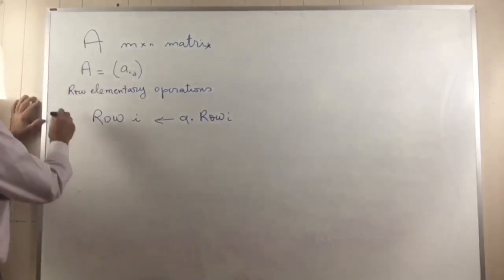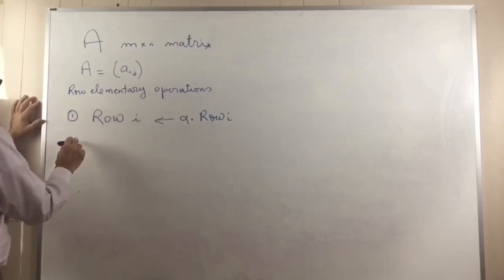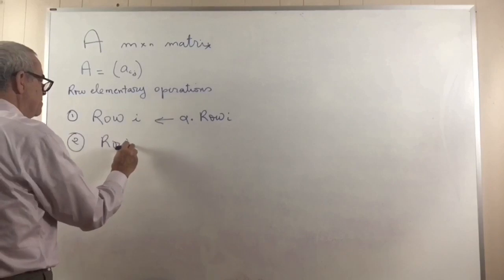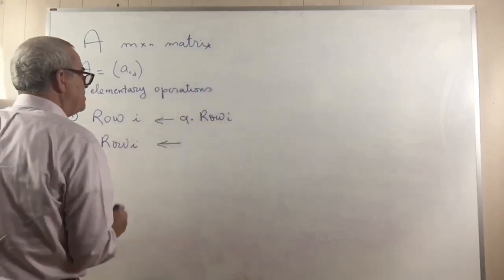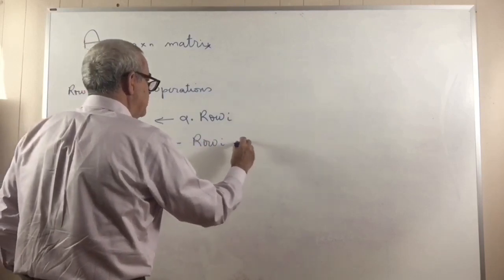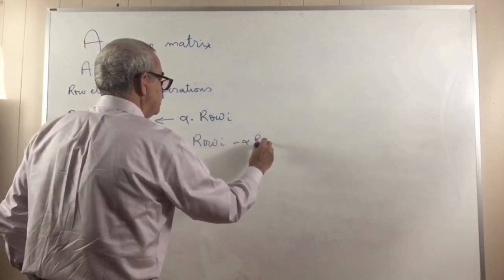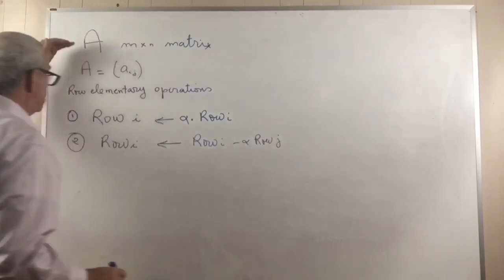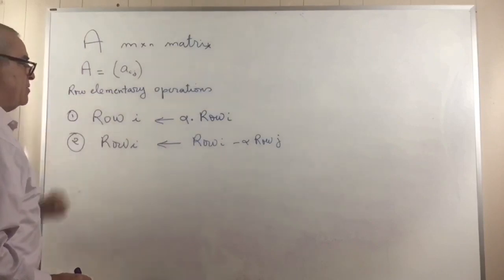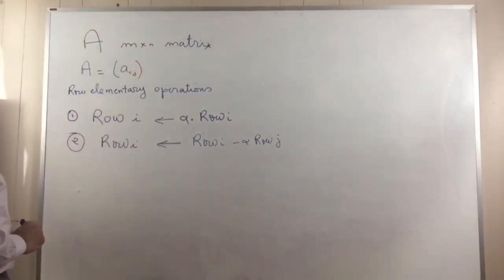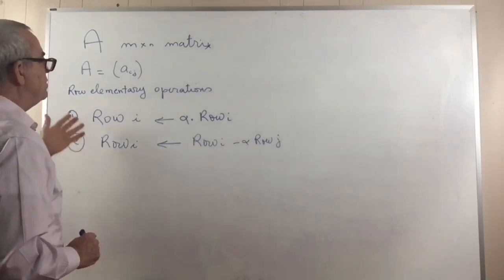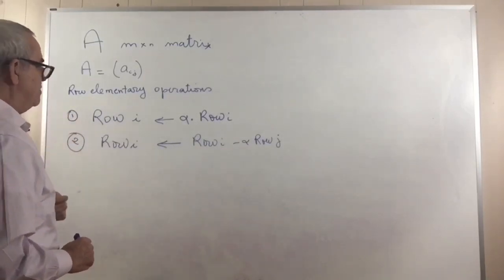That's one elementary operation. The other one is we take a row i and replace it by row i minus alpha times row j. In other words, we take row i and then we subtract from it a multiple of another row. So these are called elementary operations that are used in the simplex pivot and also in Gaussian elimination.